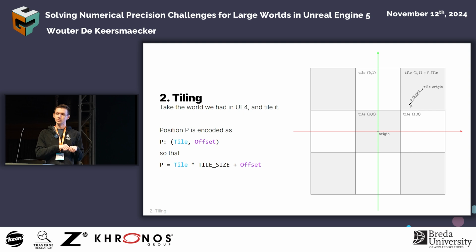As that point moves across the world and crosses the boundary of where the world edge used to be, we just increment the tile value and reset the offset, such that you get this repeating pattern. A pretty simple solution, right? So if we represent points as a tuple of tile and offset, how do we actually perform math with this? Because we have to start plugging this into shaders and materials that perform math with this.